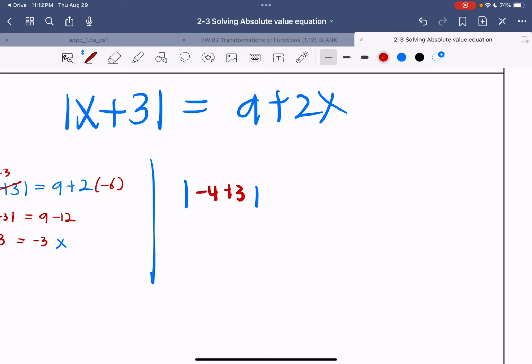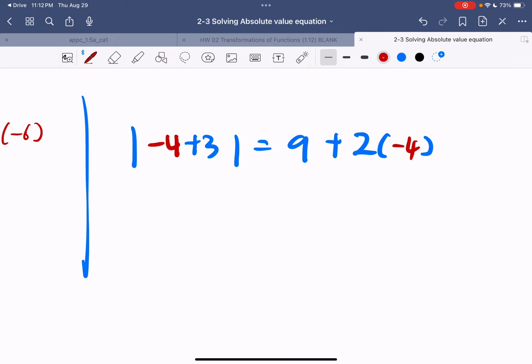And you always have to check, because sometimes you're going to have no solution if both of them do not match. I don't think I gave you any question that has no solution, but just in case, that can happen.